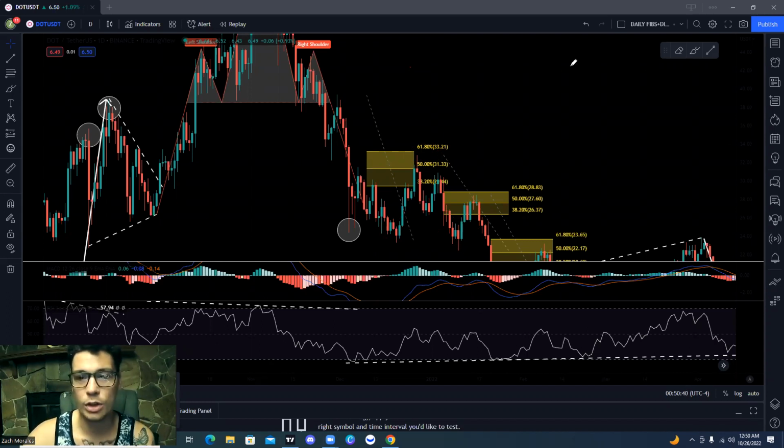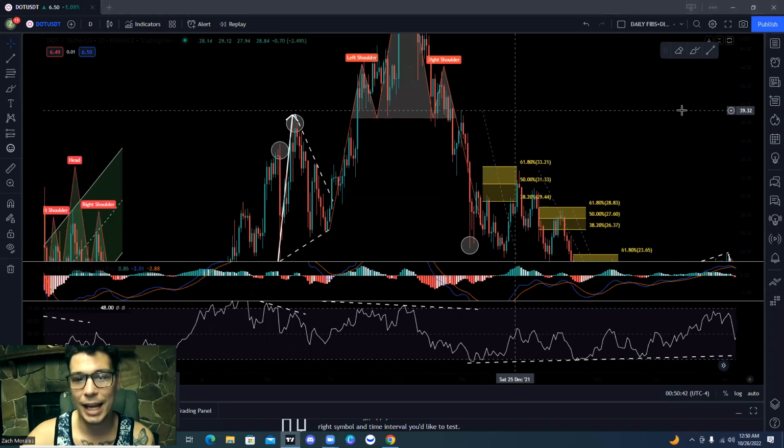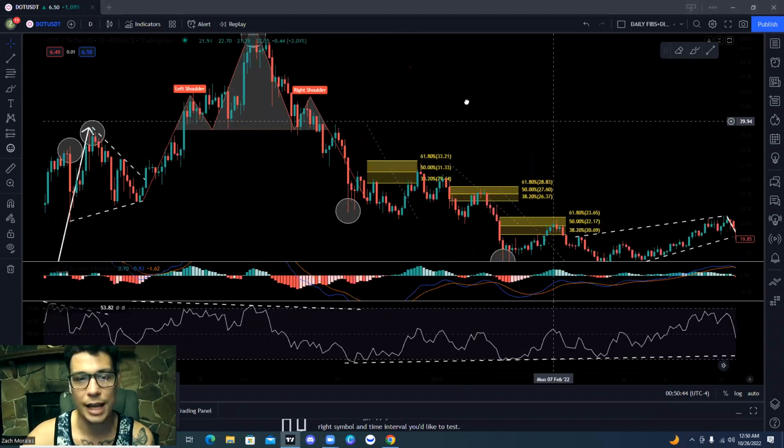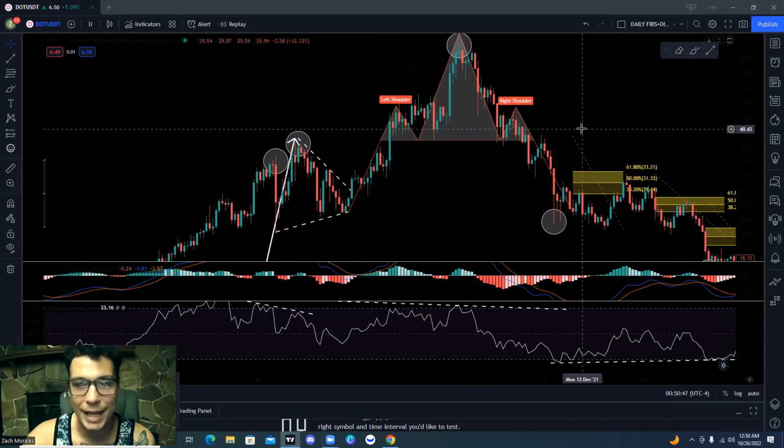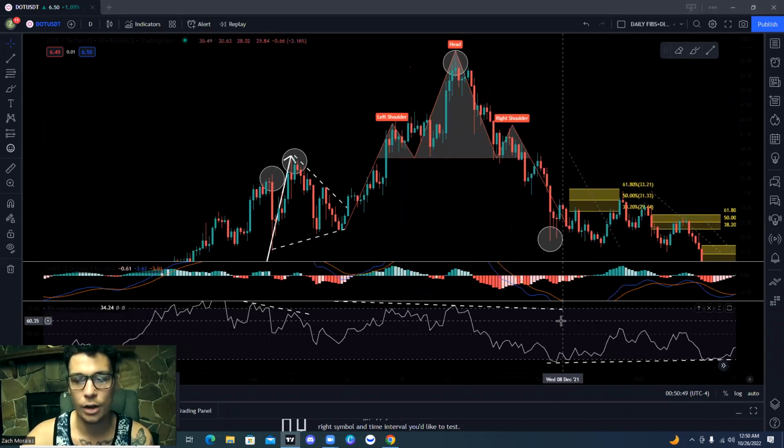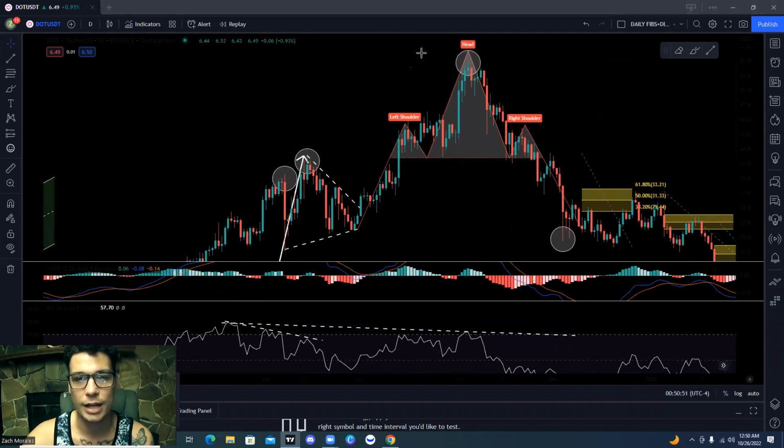The next thing we're going to go over is going to be this head and shoulders pattern. So I showed you guys a head and shoulders pattern earlier. What makes this head and shoulders pattern different, all right, is going to be the relative strength index. So take a look at the bottom of the screen down here, the RSI. We have a high here. We have a lower high here.